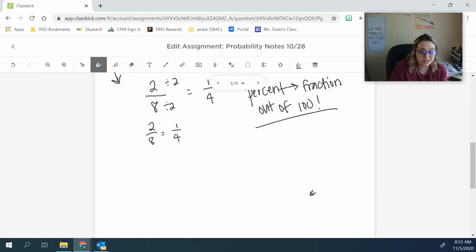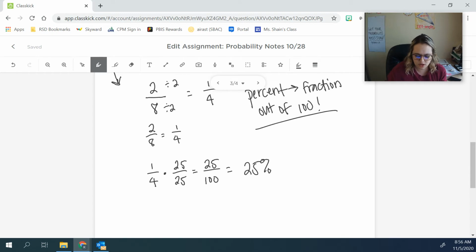Now 4 does go into 100, right? I'm thinking about quarters. So I can multiply 1/4 by the giant 1 of 25 over 25, and I get a fraction out of 100. So 1 times 25 is 25. So this is equal to 25%.